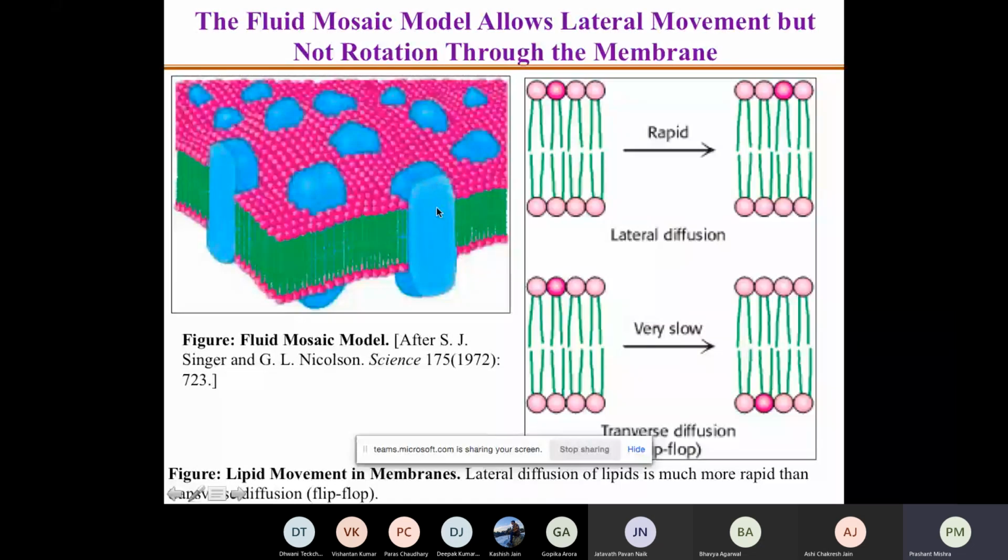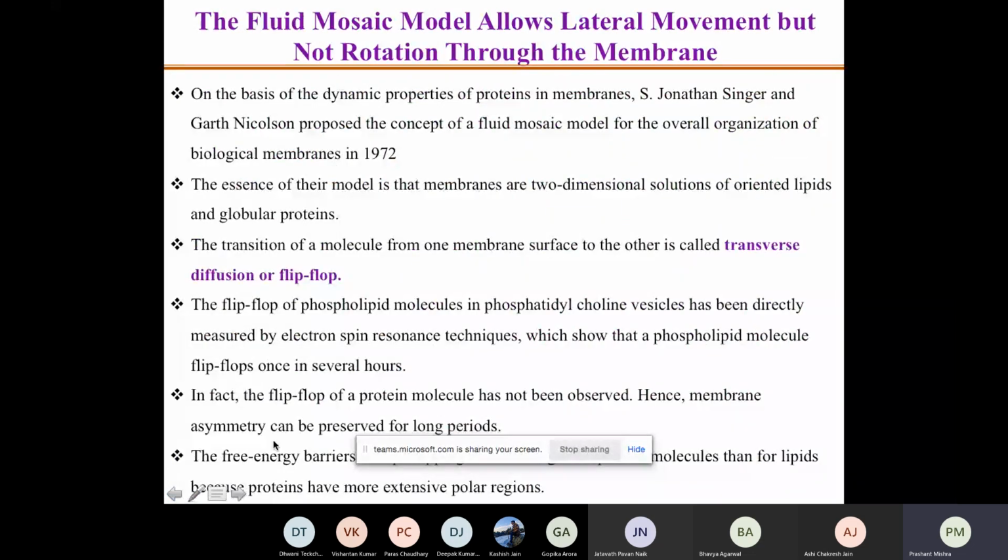And that is why they are not moving from one direction to another unless there is something which lowers the activation energy barrier. So it's actually the activation energy barrier which does not allow the phospholipids' head group to move across the membrane. And that is why it does not allow the proteins which are present in the membrane to move across. So that is what you see: flip-flop of the protein molecule has not been observed.